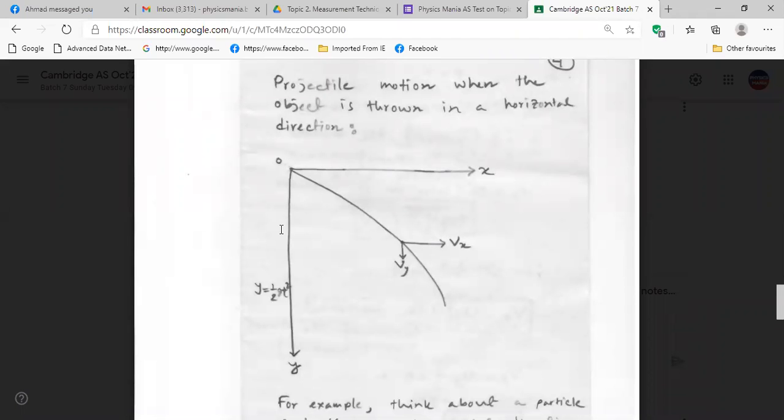Navid, take this note. Projectile motion when the object is thrown in horizontal direction. Let us finish the class. Finish this note first, then we'll discuss. If you want to take the test now, you can take it. If you want to take it later, you can take it later. Sir, I'll take it later. Okay.